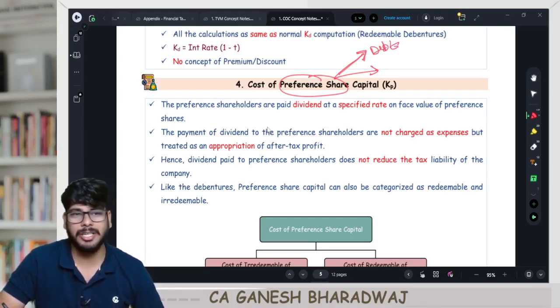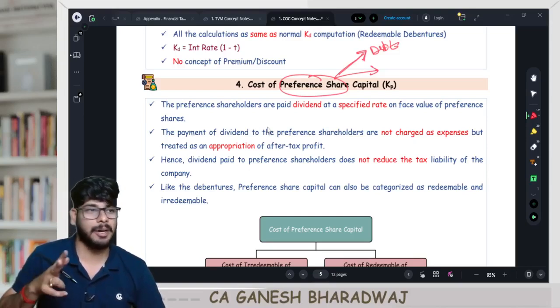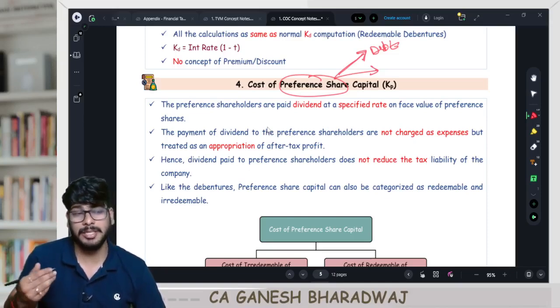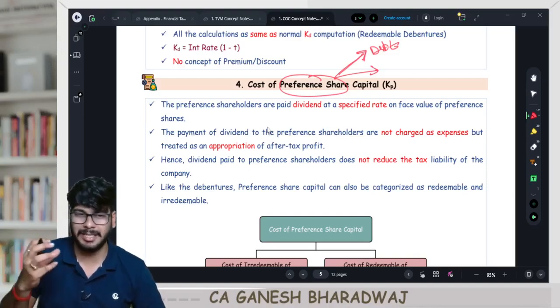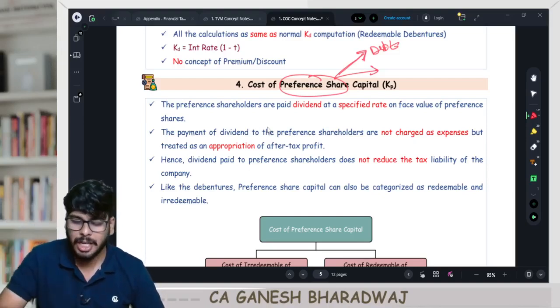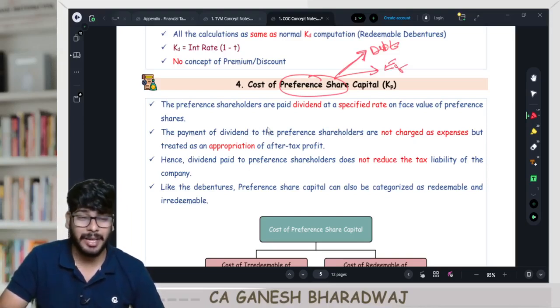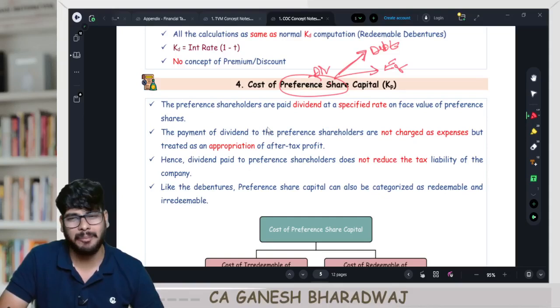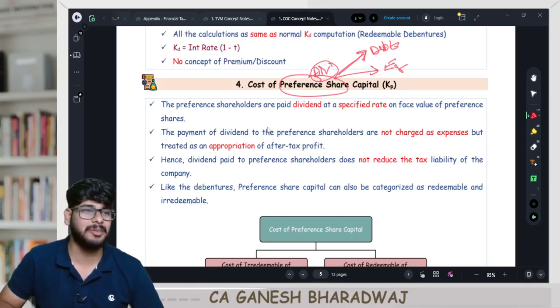But it is not just that. It has some features like participating preference shares. Suppose in certain cases, preference shares can also come with some limited voting rights or something like that. There are some features bundled along with it. To that extent, it is similar to equity. That is the reason why the amount that is getting paid to the preference shareholders is called dividend and not interest. And on top of it, this amount is also not tax deductible.